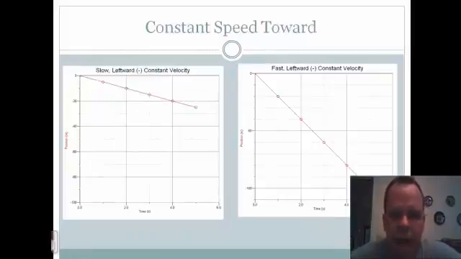Here we have something moving the opposite direction, the negative direction. Here it's moving away from the 0 direction. This would work just as well if you started at a positive value or moving back towards 0. The left-hand side is a slowly moving constant velocity. The right-hand side is a much faster moving constant velocity. Steeper slope on the right, so faster velocity. Smaller slope on the left, lower velocity.